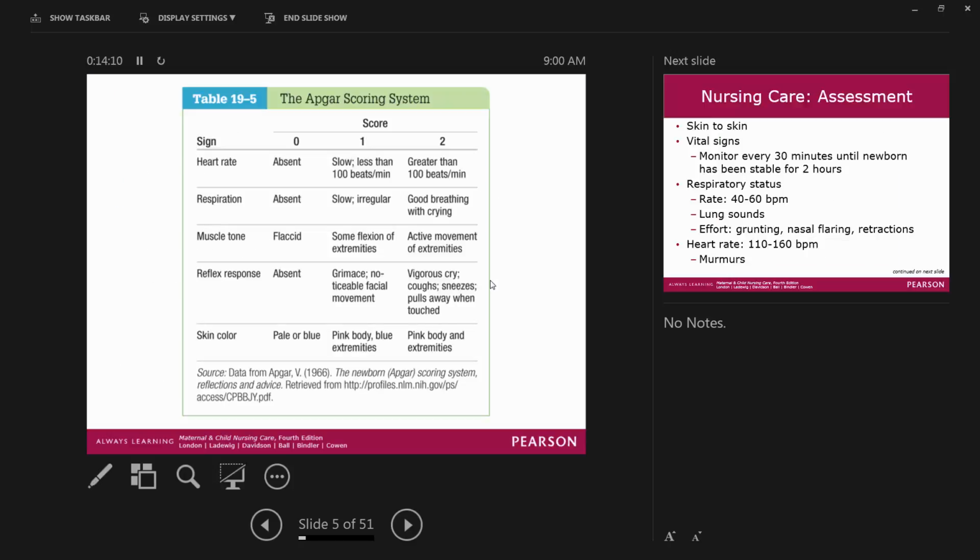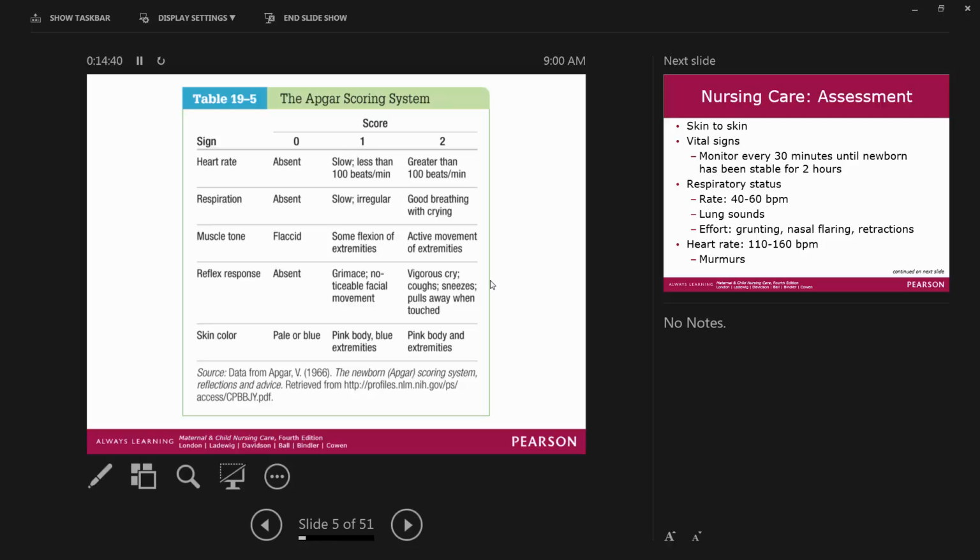Now, here's our APGAR scoring. So we look at 5 parameters. We look at the heart rate, the respiratory rate, the muscle tone, reflex response, and skin color. Okay? So you can see what the scores are there. If their heart rate is absent, they get a 0. If it's less than 100, they get a 1. If it's greater than 100, they get a 2. There's your respiratory parameters and your grading, your muscle tone. Are they really kicking up a storm, or are they just laying there?